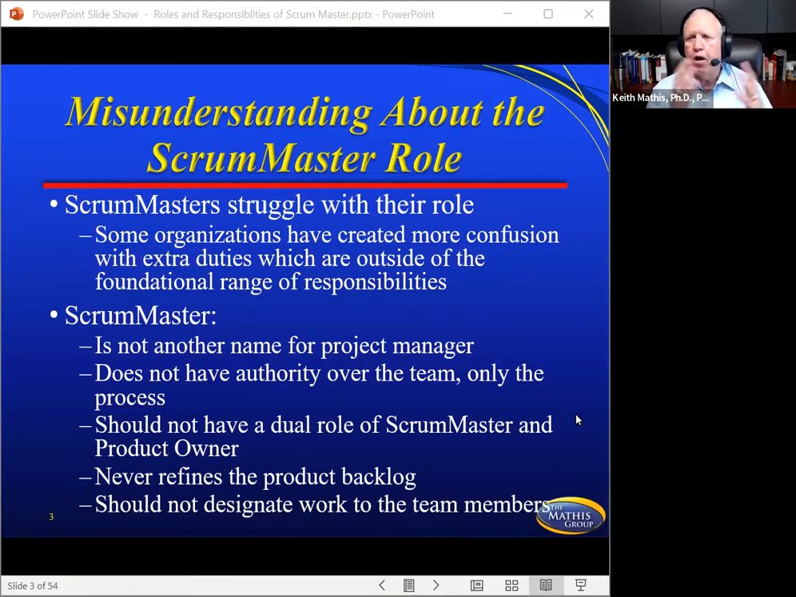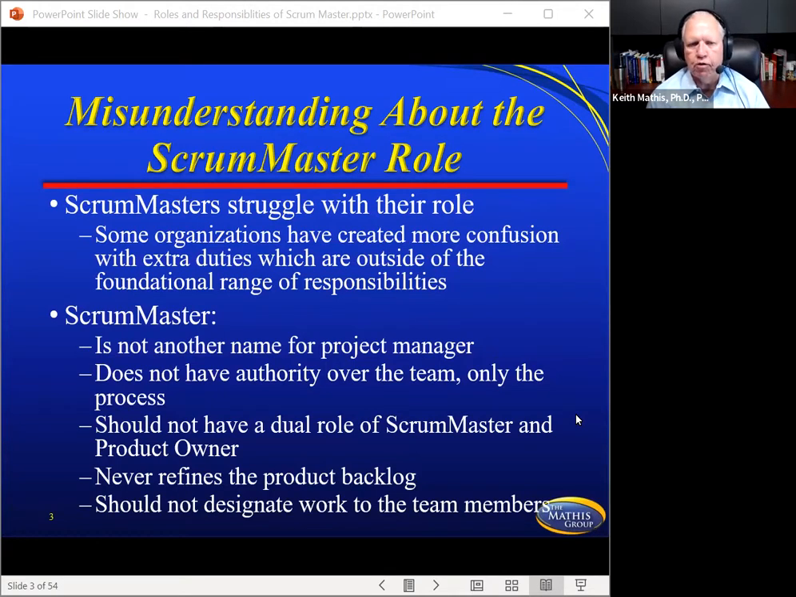And as I said, it's evolving. And so when I talk about this, yours might be just a touch different, and that's okay, because you might be in a special situation with a special project that's evolving a little differently. So one of the misunderstandings Scrum Masters need to understand: Scrum Masters do struggle with their role.